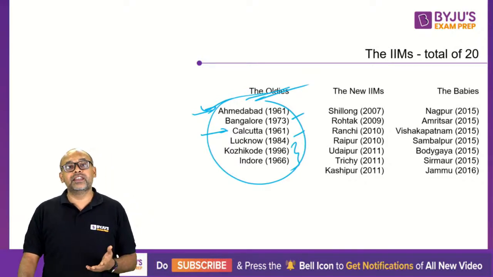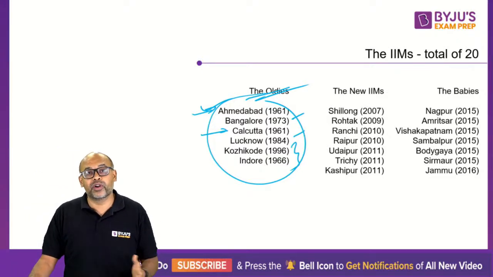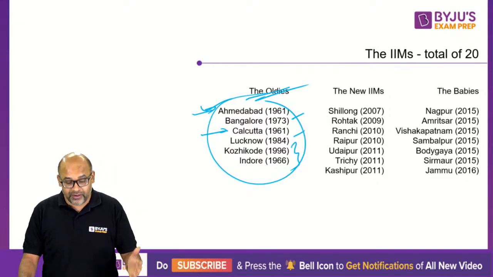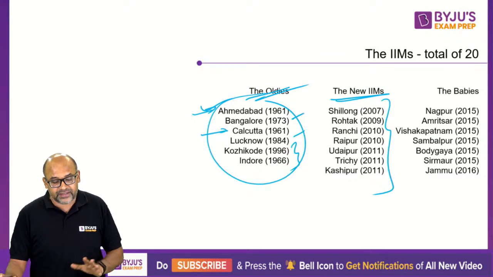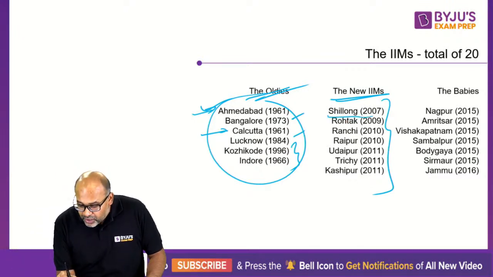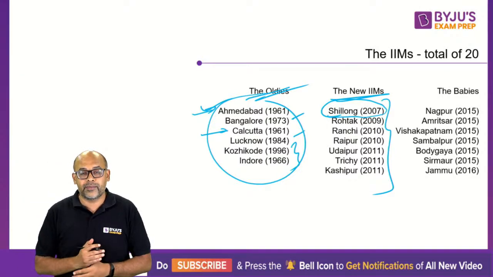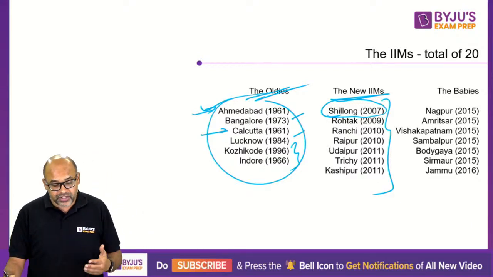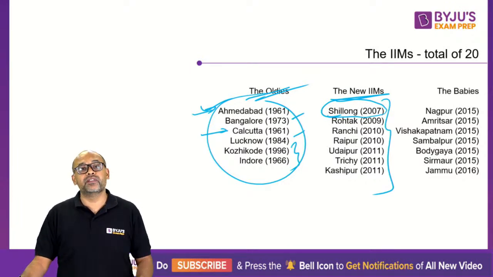Although you can very clearly see Ahmedabad and Calcutta happen to be the oldest, and even Bangalore, they were way before, I'm sure, any of you listening to this video were even born. In fact, it's even before I was born. But again, we have new IIMs. These new IIMs were relatively new, 2007, 2008 onwards. In fact, Shillong is an institute which is neither called an old nor a new IIM. It was somewhere in between, 2007, but after that we have Rohtak, Ranchi, Raipur, Udaipur, Trichy and Kashipur, which established themselves in the respective years mentioned here.